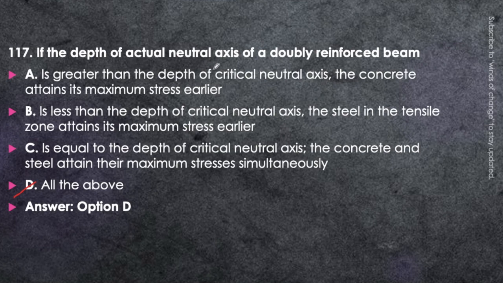If the depth of neutral axis is greater than depth of critical neutral axis, then the concrete will attain its maximum stress earlier. If it is less than depth of critical neutral axis, then steel will yield first. And if it is equal to critical neutral axis, then both will attain maximum stress simultaneously. So it is a very easy question.